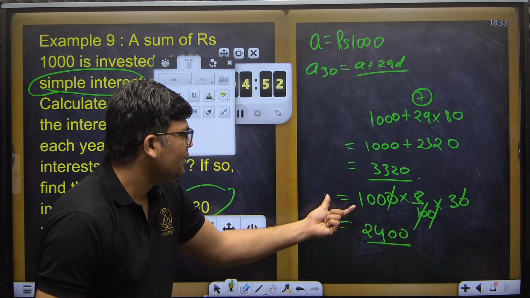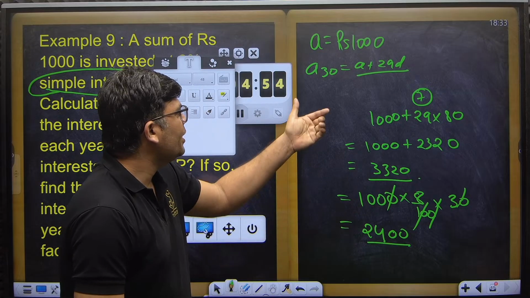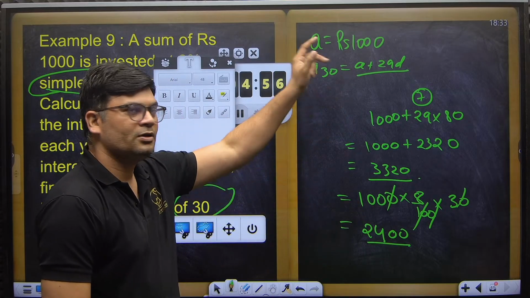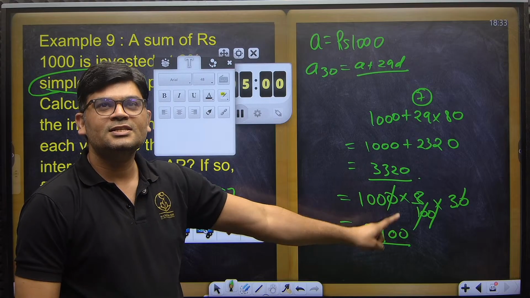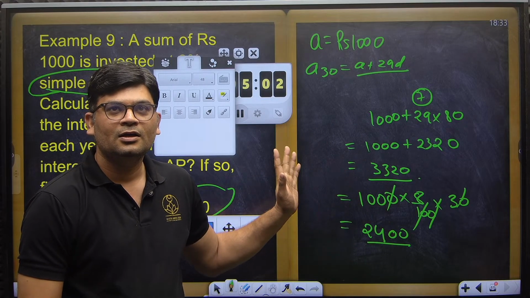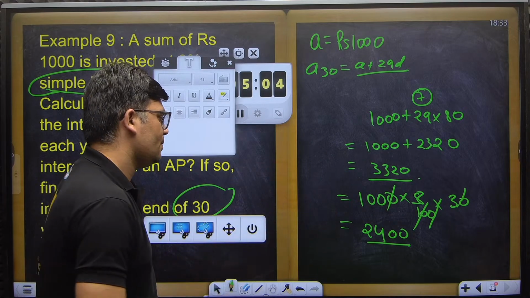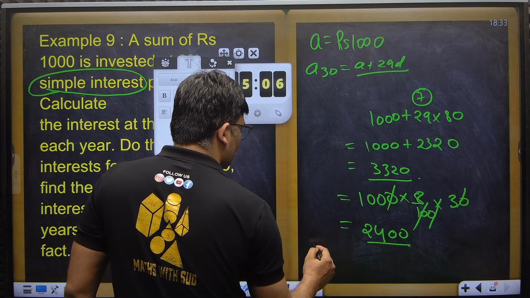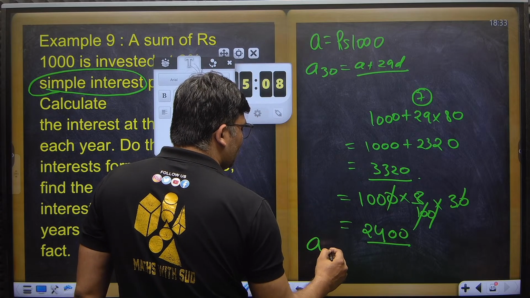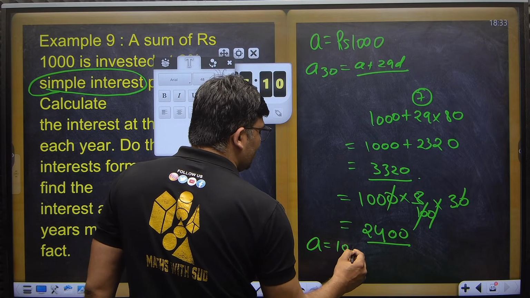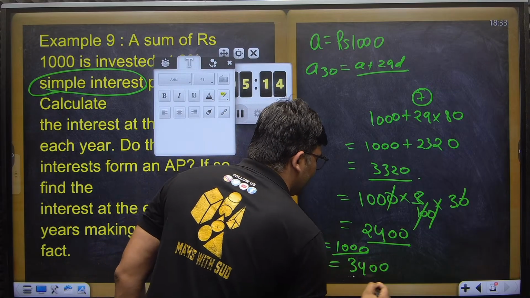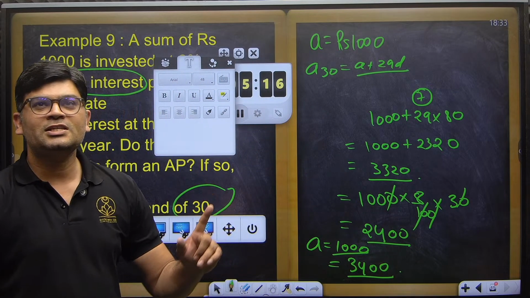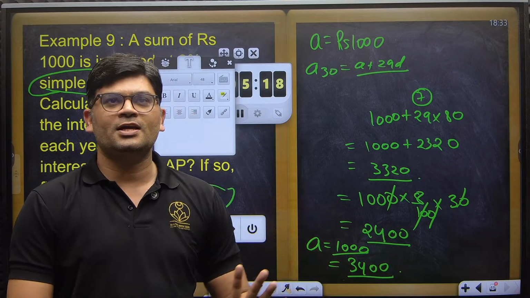Is this simple interest or is it, tell me, it is the amount? This is the simple interest. This is the simple interest, you are getting it. Are you getting it? Yeah. Okay. Now what is the principal? Principal is 1000. So you must have got 3400. Are you getting it? You must have got 3400 as your answer.